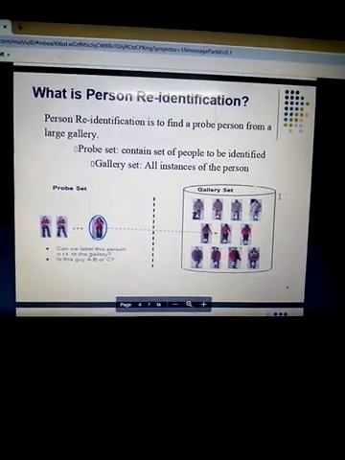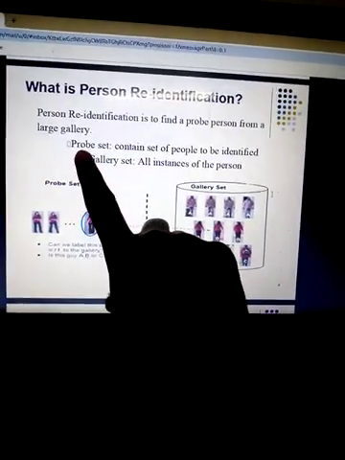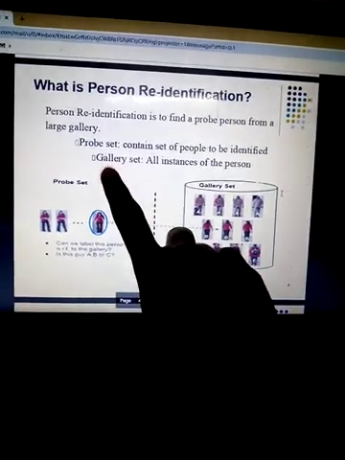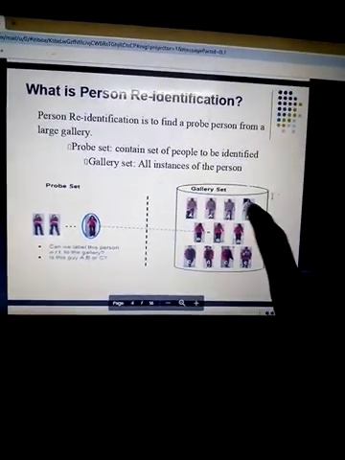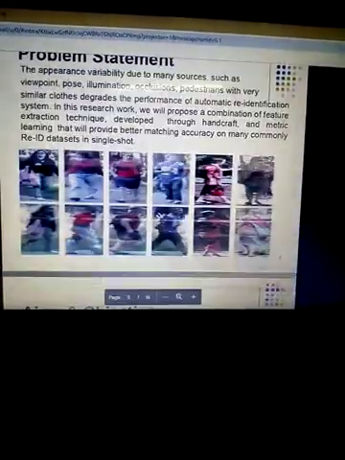But in the process of person re-identification, we have two sets. One is the probe set and the other one is the gallery set. The probe set contains the target image and the gallery set contains all the instances of the person.